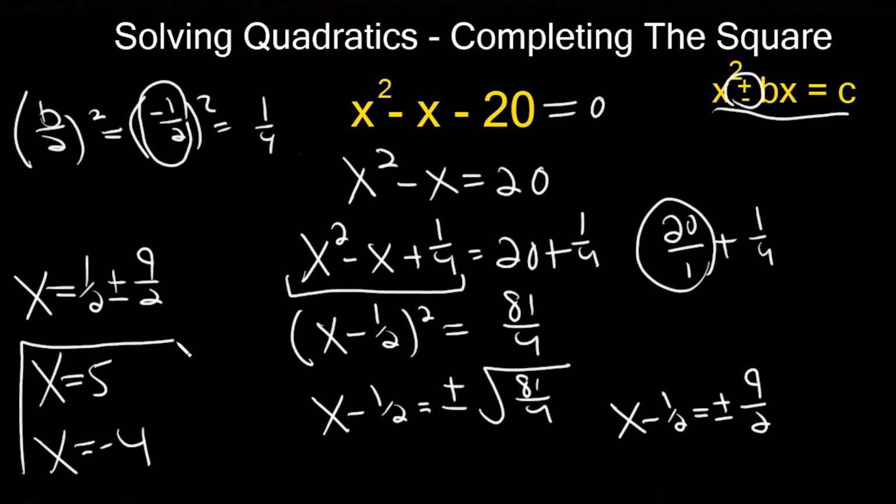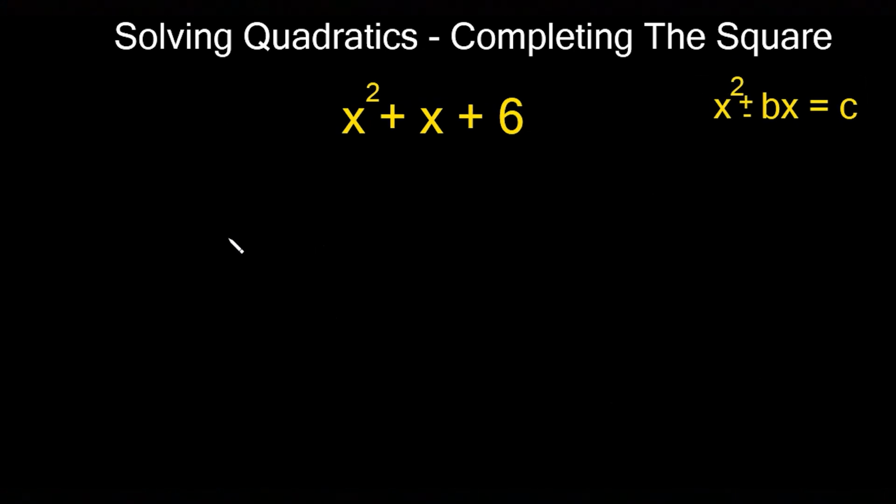All right, so let's go ahead and try another example. So here's my next example. And again, your first step, are you in the correct format? And I'm not. I have to take this positive 6 and move it over to the right-hand side. So now I'm going to have x squared plus x equal to negative 6. Now, if I'm looking at it, I am in the correct format, right? I have x squared plus bx equal to c. I'm good to go. I'm going to do b over 2 squared on both sides.